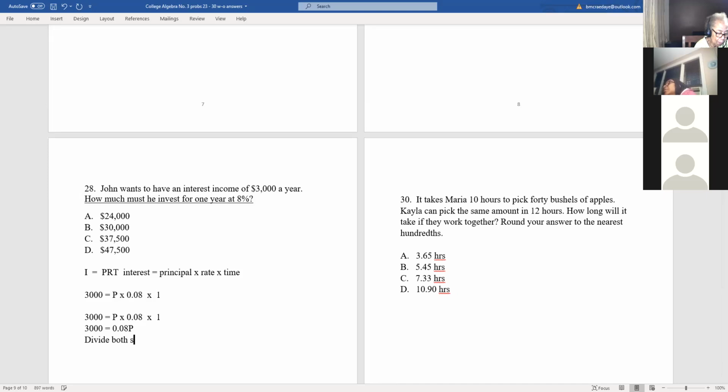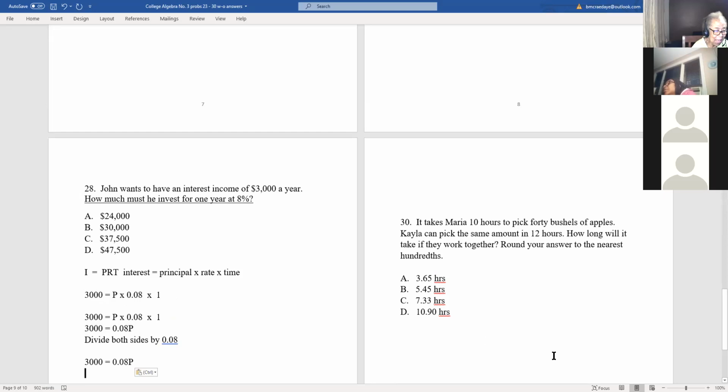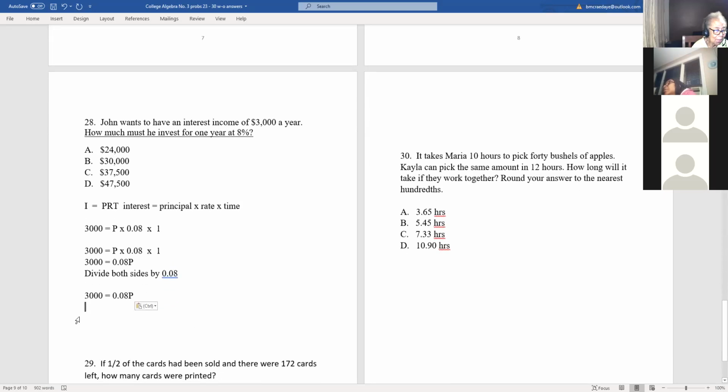By 0.08. Divide both sides by 0.08. So do that. Tell me what you get. I get some weird numbers on this calculator. No, you shouldn't get any weird numbers. You're dividing both sides by 0.08. So let's just put 0.08.